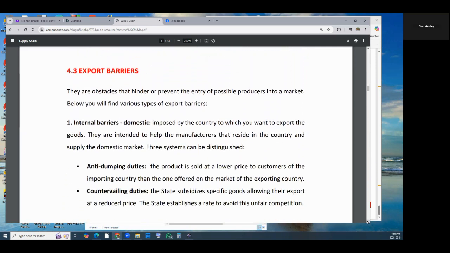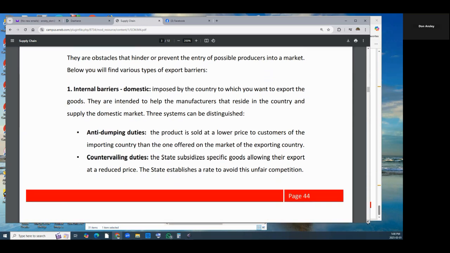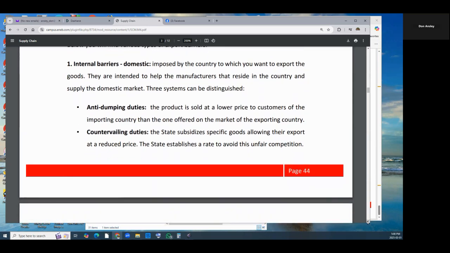Now we come to the export barriers. These are obstacles that hinder or prevent the entry of possible producers into the market. And below you will find various types of export barriers. The internal barriers, domestic, imposed by a country to which you want to export the goods. They are intended to help the manufacturers that reside in the country and supply the domestic market. Three systems can be distinguished. Anti-dumping duties. The product is sold at a lower price to customers in the importing country than to the ones offered on the market of the exporting country.